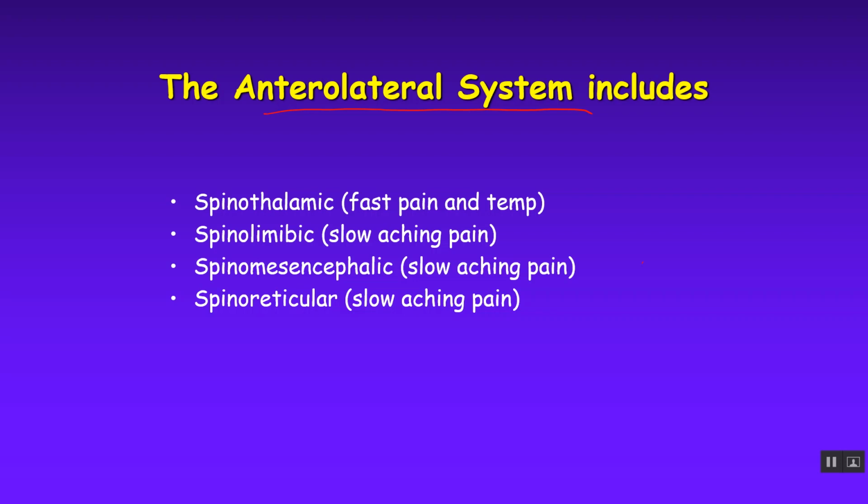Spinomesencephalic. Remember, we know what the mesencephalon is, right? That is the midbrain. We have telencephalon, diencephalon, mesencephalon, metencephalon, and myelencephalon. The mesencephalon is just the midbrain. So that's going to the midbrain. It's going to stop in the midbrain. If it's going to stop in the midbrain, we're not going up to the cortex. We're not going to the thalamus, so it's probably only going to have 2 orders of neurons, too.